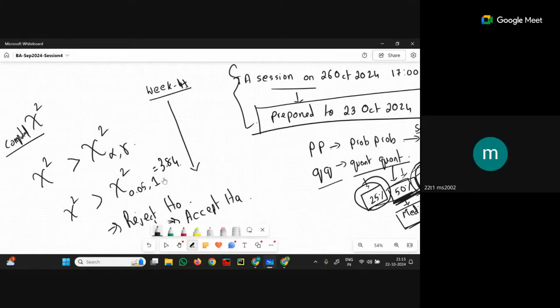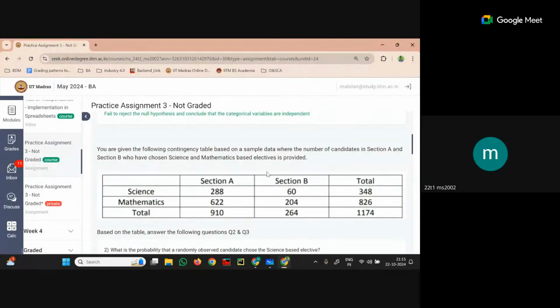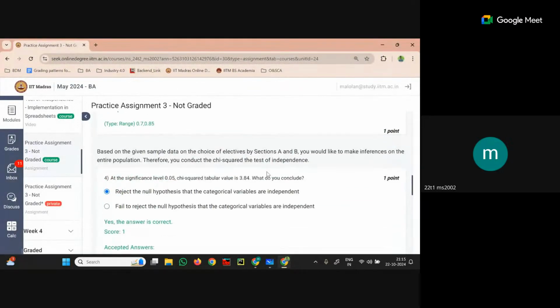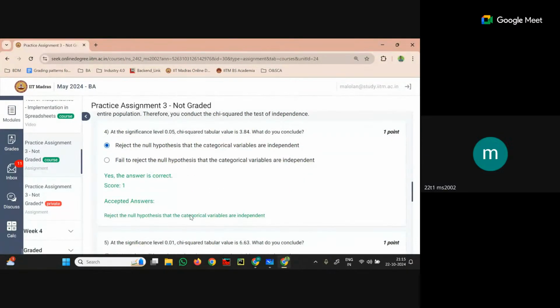Very good. Okay, all of you are awake. So this you should never say. Always remember that the value given here is the chi-squared tabulated value, 3.84. Whatever you compute, if it's greater than 3.84, you will reject H0. If it's less than 3.84, you will fail to reject, or not reject, H0. Okay? Making sense?